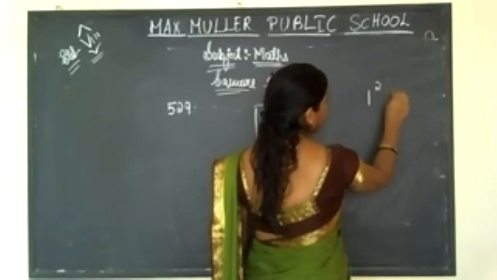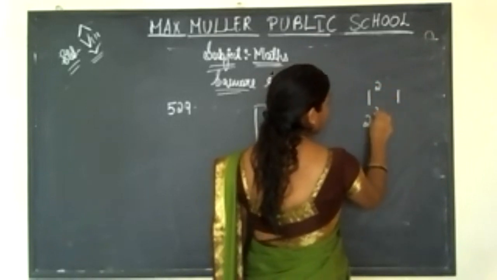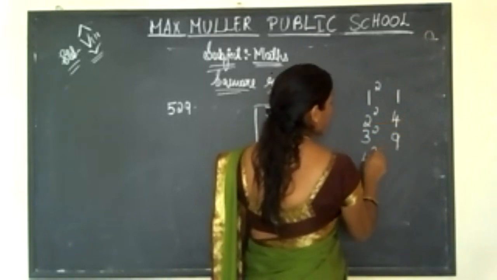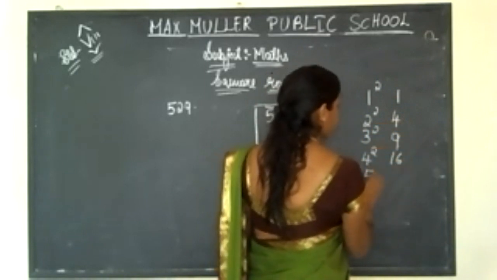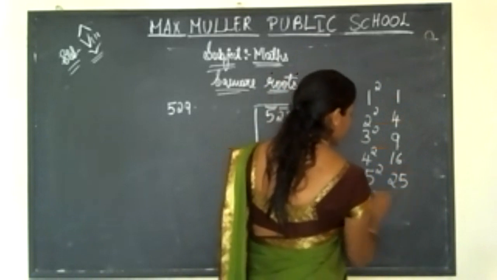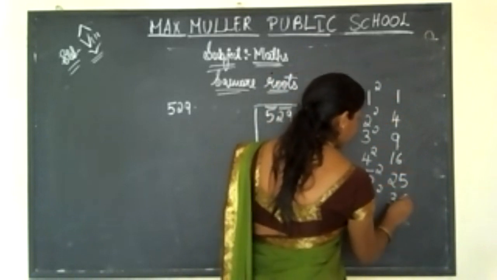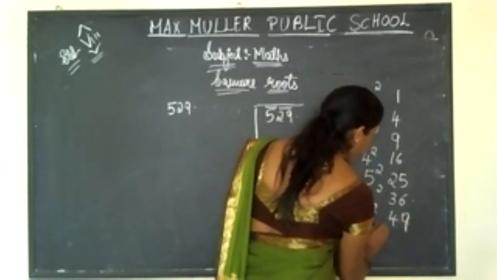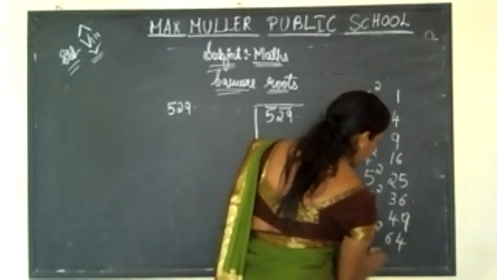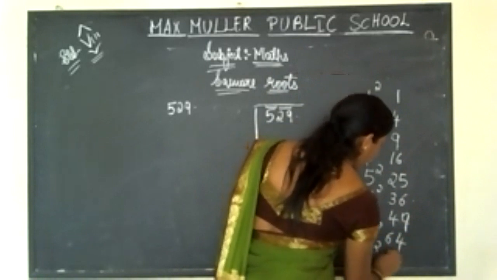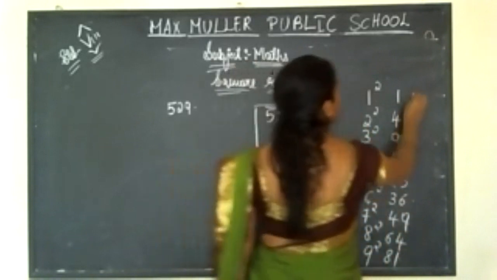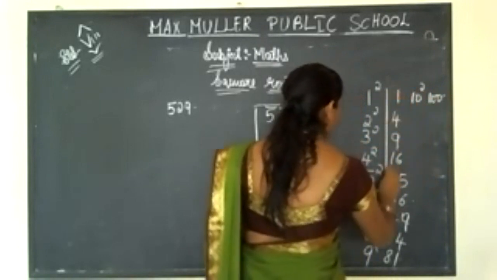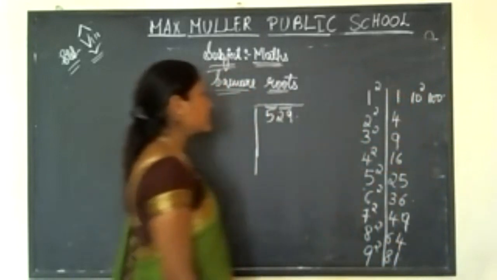For 1 square, it is 1. 2 square, it is 4. 3 square, 9. 4 square, it is 16. And 5 square, 25. 6 square, 36. 7 square, 49. 8 square, 64. 9 square, 81, and again 10 square, it is 100. Is it not? So you know all the square numbers now.